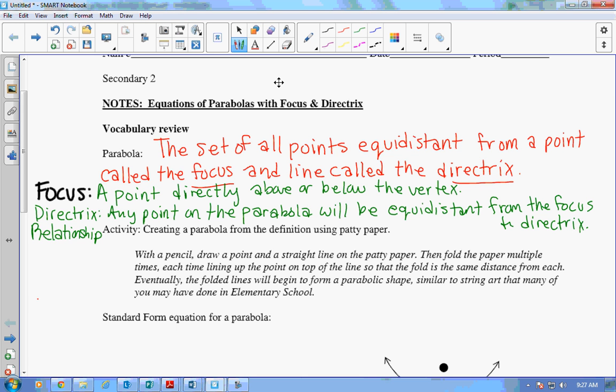Because it won't be a function. Parabolas are functions, so hyperbolas, ellipses, and circles aren't functions. Okay.